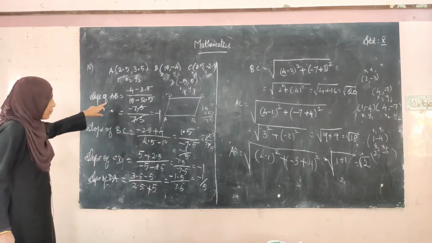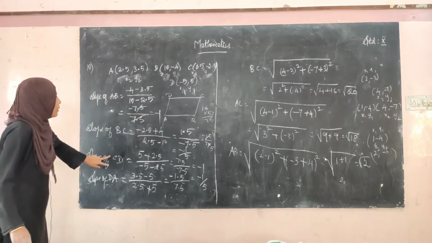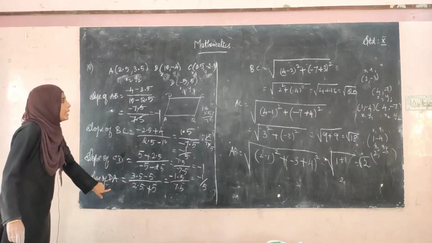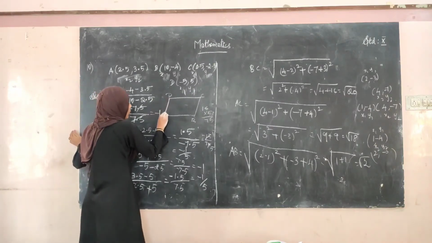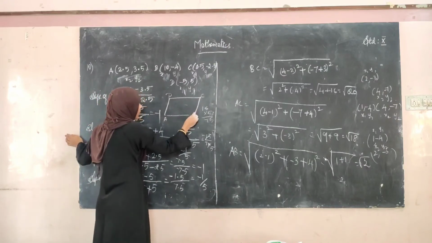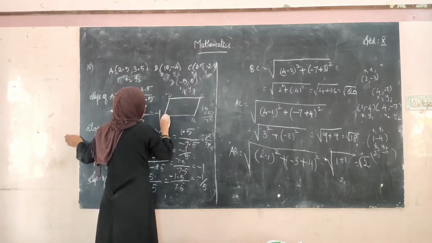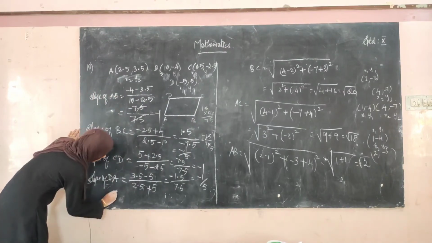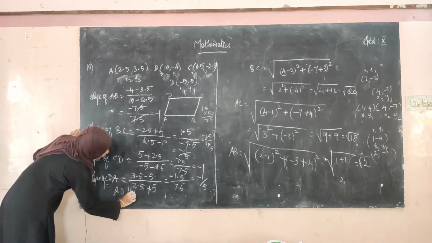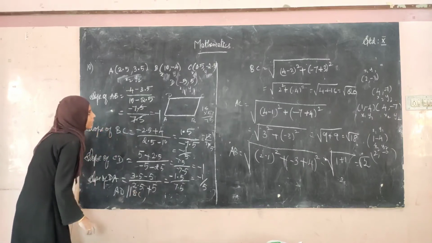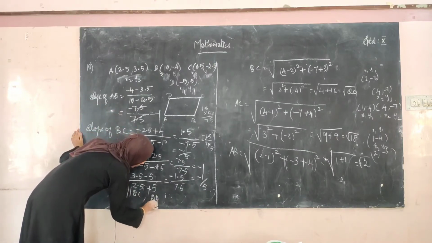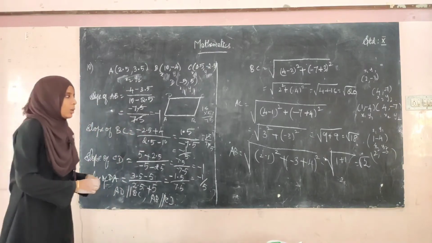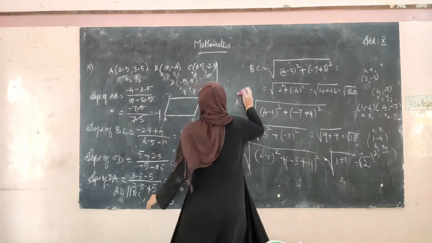See here, slope of AB is equal to slope of CD and slope of BC is equal to slope of DA. That is, AD is parallel to BC and DC is parallel to AB. Right here, that is AD is parallel to BC and then AB is parallel to CD. Okay, now, so you should not stop with this.